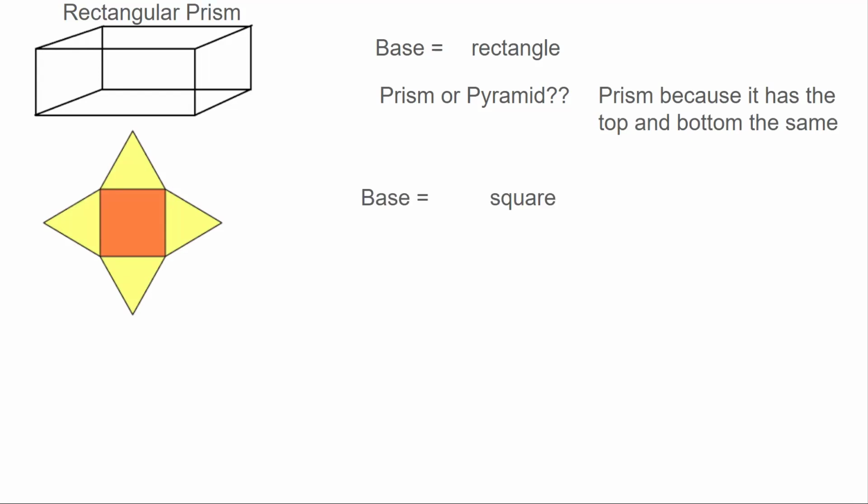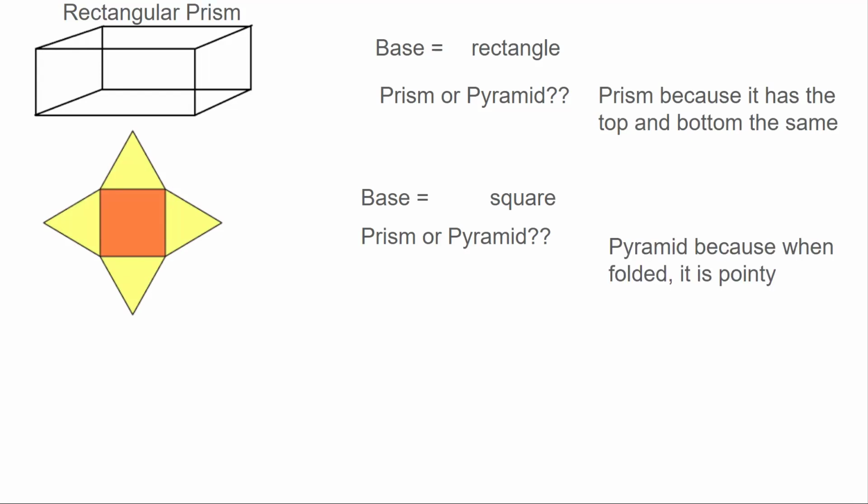All right, here's another figure. The base is a square, and is it a prism or pyramid? So imagine folding this up into a point, and so it's going to be a pyramid. So this is called a square pyramid.